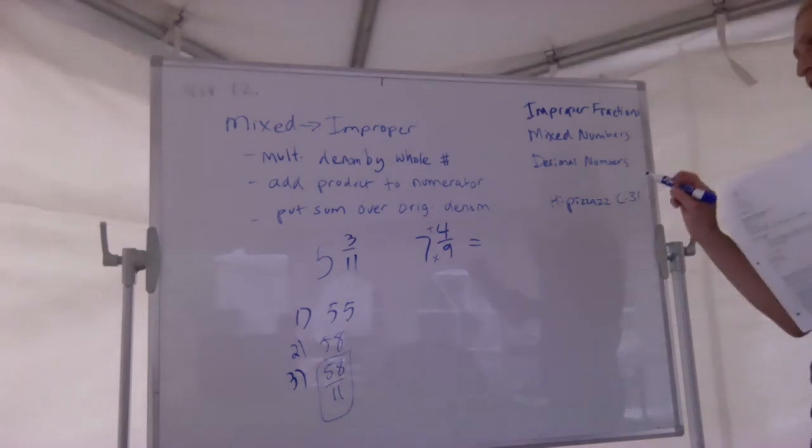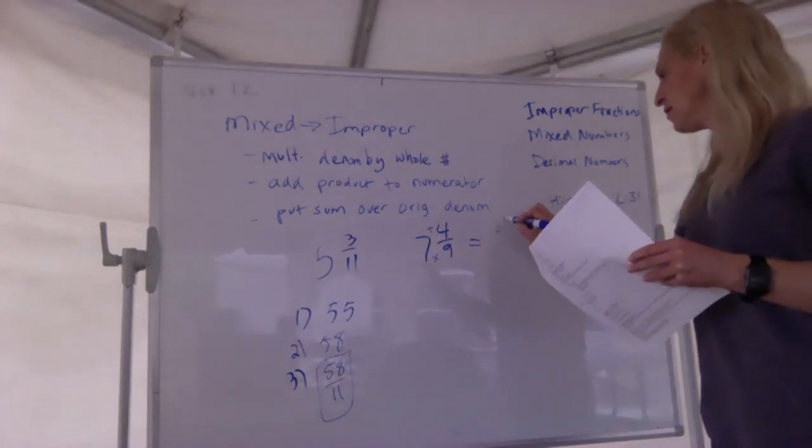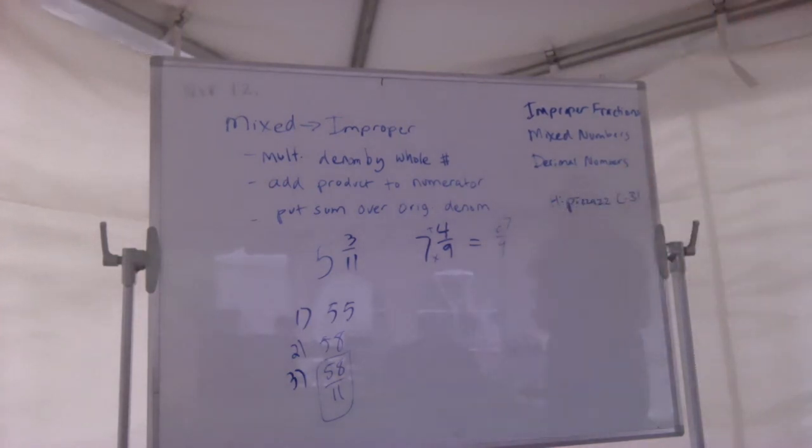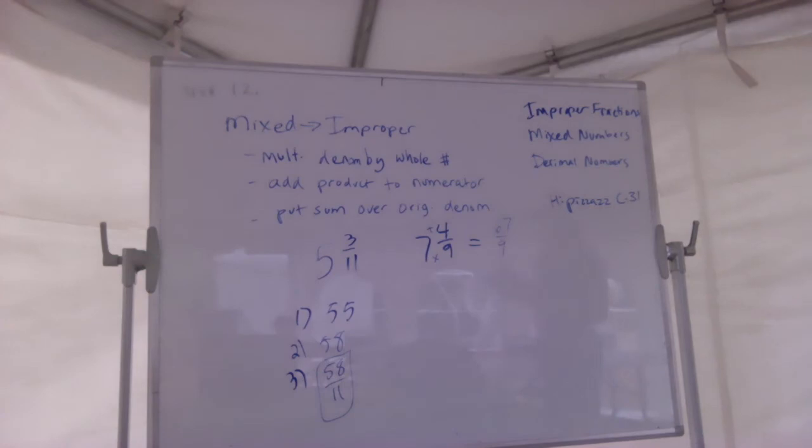All right, Charles, what did you get? 67/9. Good, 67/9. Okay, so that's mixed to improper, right? So before we did improper to mixed, now mixed to improper.